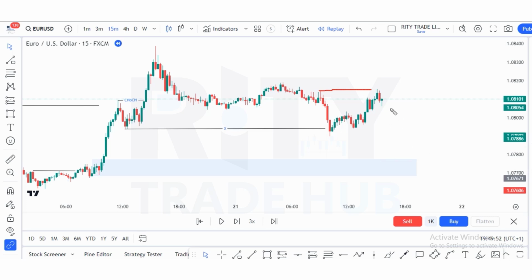Remember, you do not just buy once price mitigates your POI. You need extra confirmation. We have the flip entry, the candlestick pattern, the SUB, the chalk entry model, and others which I teach. So moving on here, let's mark out this high. Once price breaks above this high, then we can go long.